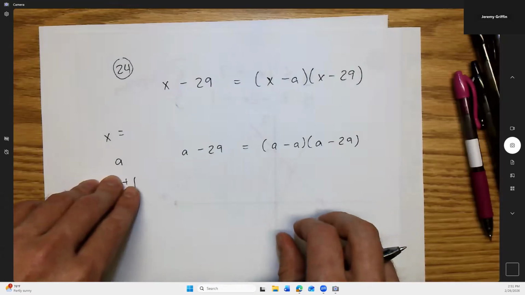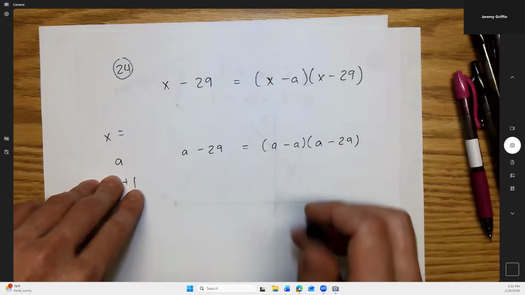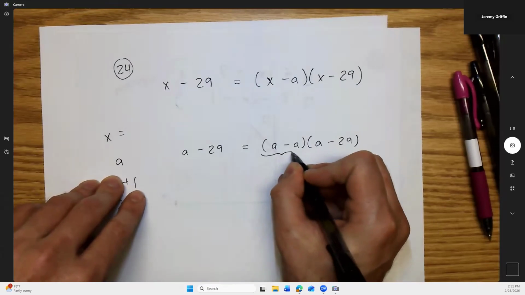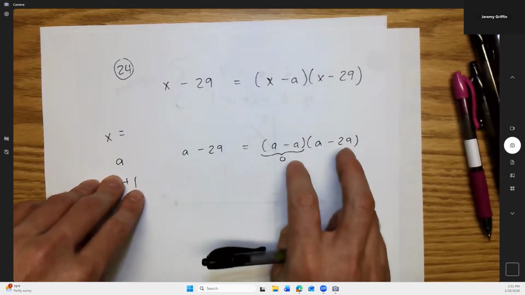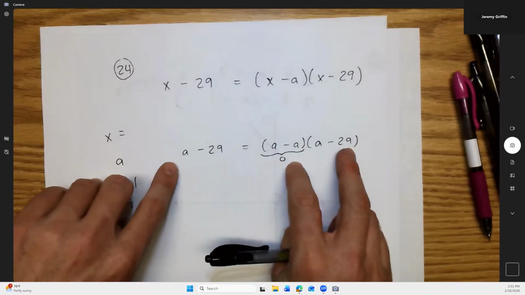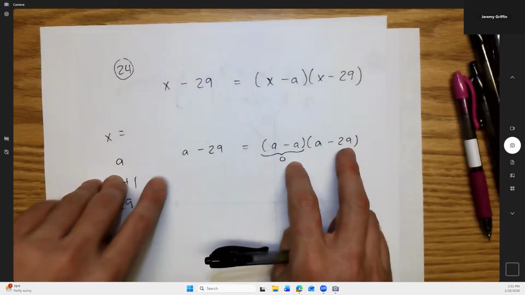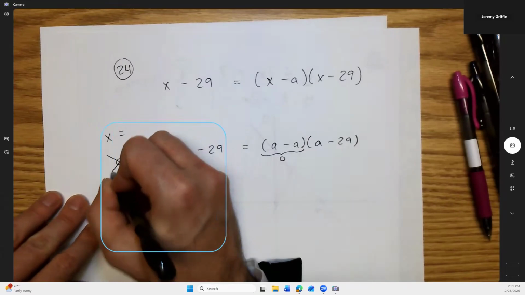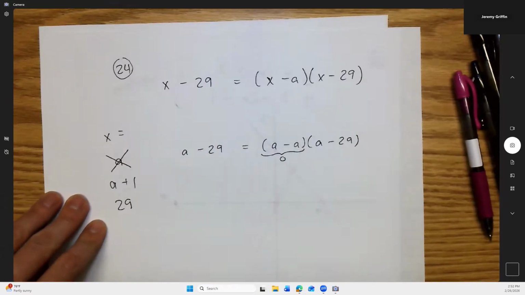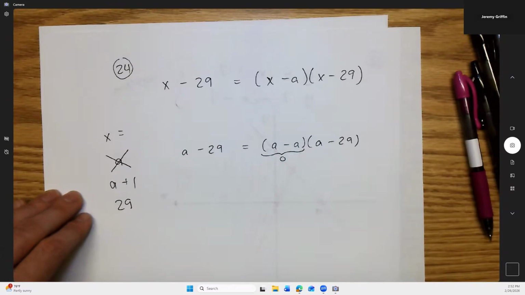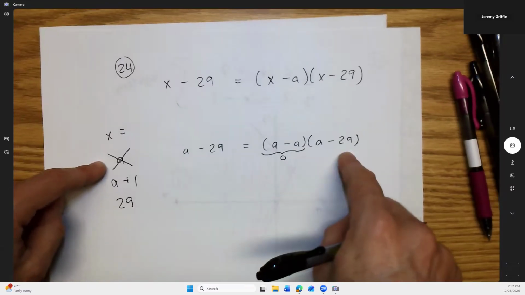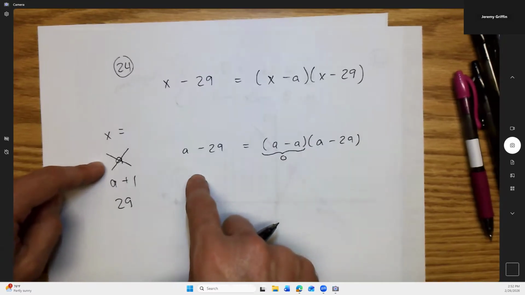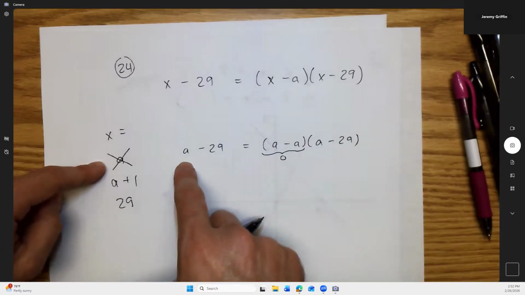Well, what's kind of wrong with this? A minus a turns into 0, and that gets multiplied by a minus 29. This part right here is 0, and 0 times anything is 0, which is not a minus 29. So I think that actually does not work. If you weren't paying close attention, at a glance you'd say, okay, that's fine. But that doesn't actually work, because 0 times something is not a non-zero number. Remember, a has to be at least 30.